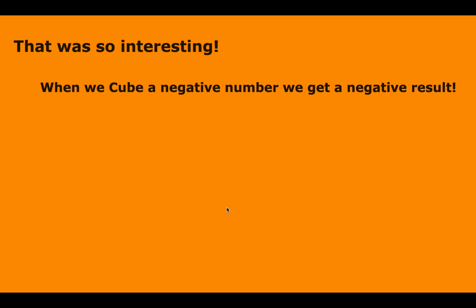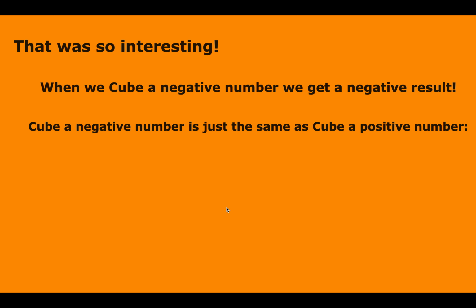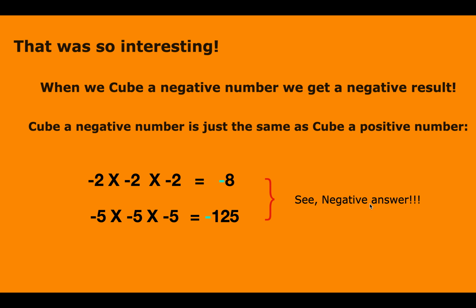That was so interesting. When we cube a negative number, we get a negative result. Minus 2 times minus 2 times minus 2 equals minus 8. Minus 5 times minus 5 times minus 5 equals minus 125. See? Negative answer.